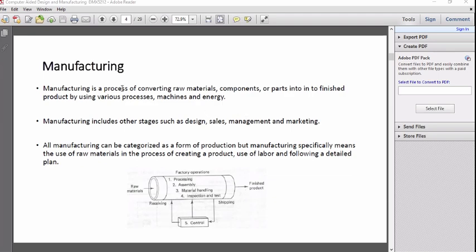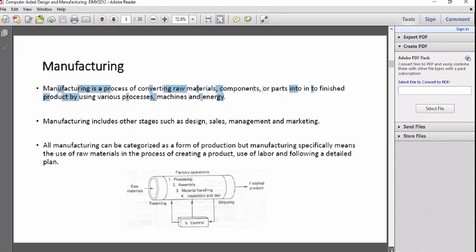So if I brief again, manufacturing is a process of converting raw materials, components or parts into finished products by various processes, machines and energy. Also, manufacturing includes not only making things, but also sales, marketing and management control. All these are included in manufacturing. So the main thing you remember is this term, manufacturing, and the definition.